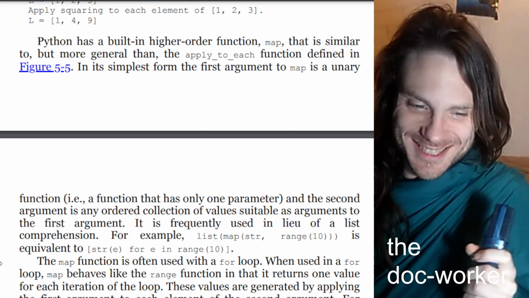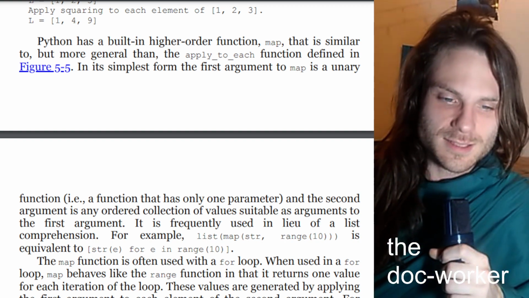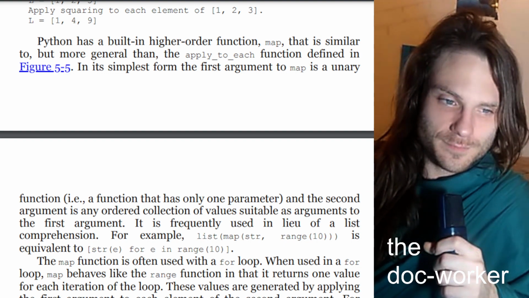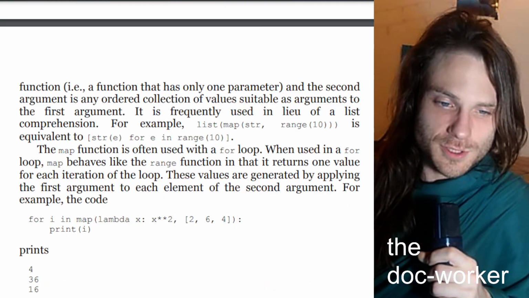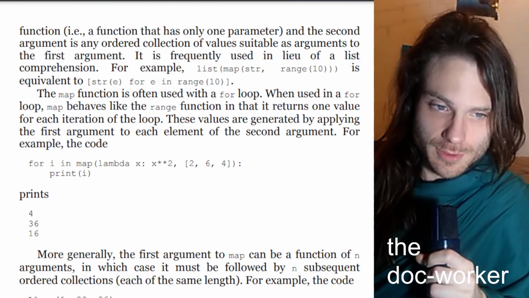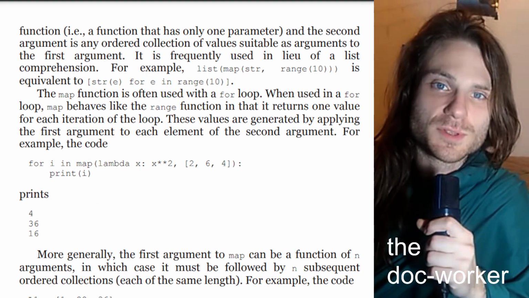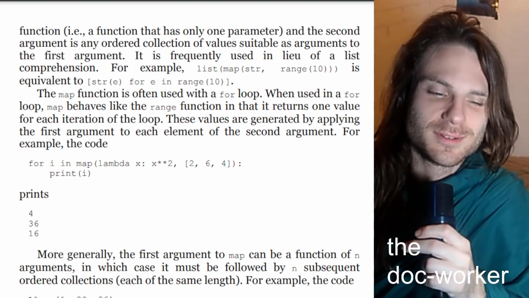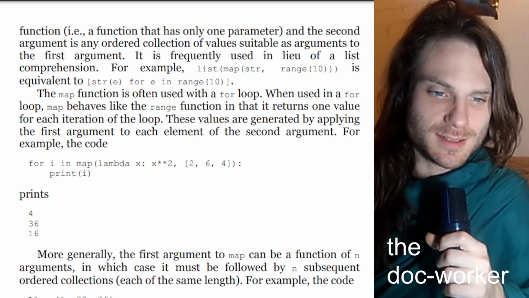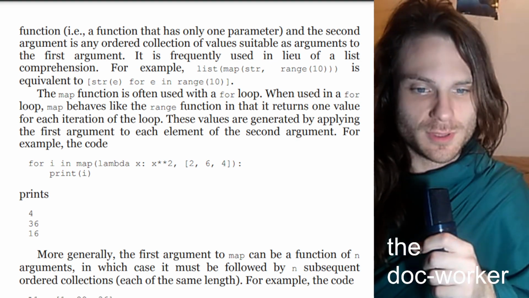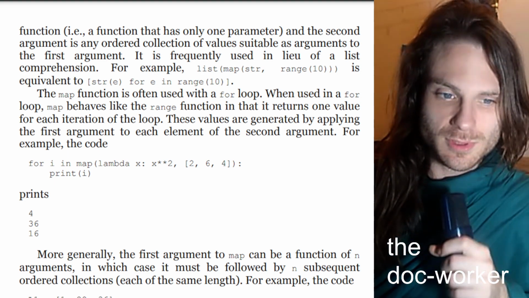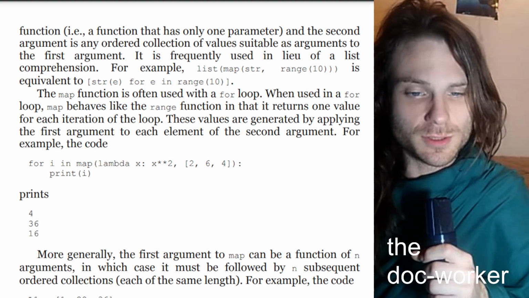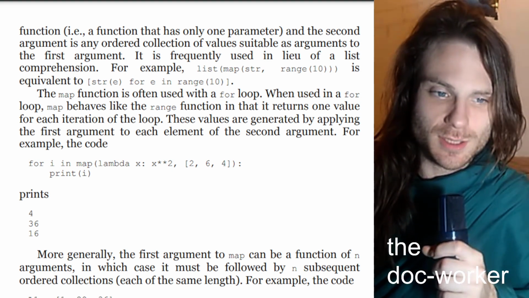In its simplest form, the first argument to map is a unary function. That is, a function that has only one parameter, unary, as opposed to binary, or ternary, or quaternary. And the second argument is any ordered collection of values suitable as arguments to the first argument. It is frequently used in lieu of a list comprehension.